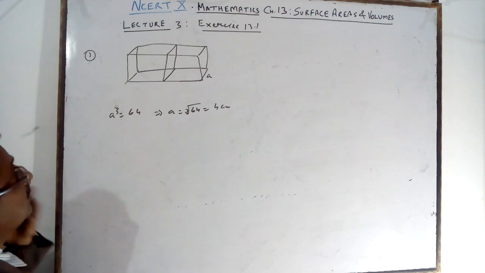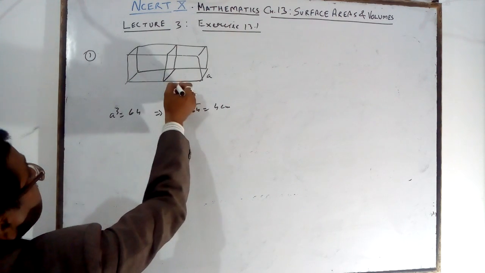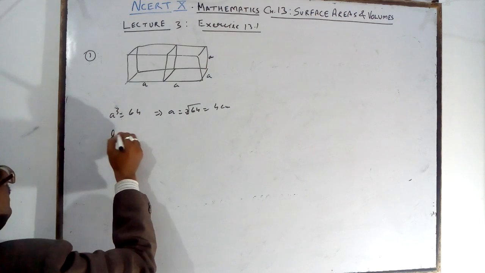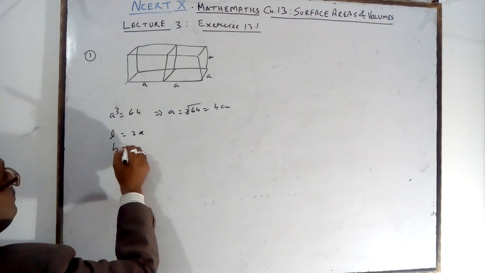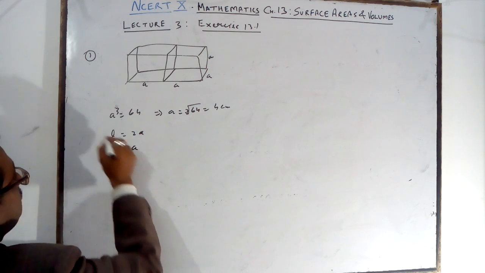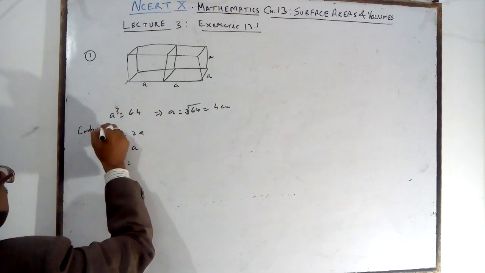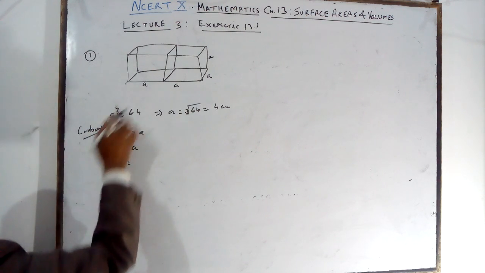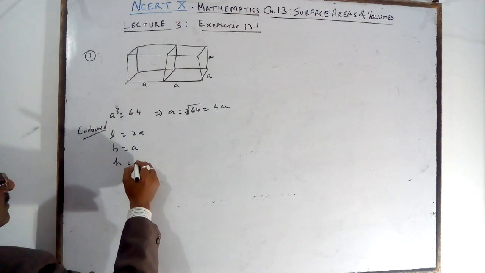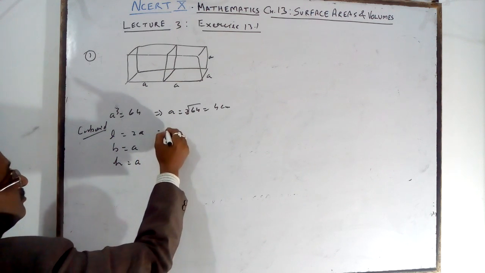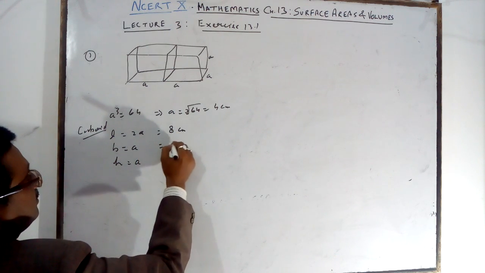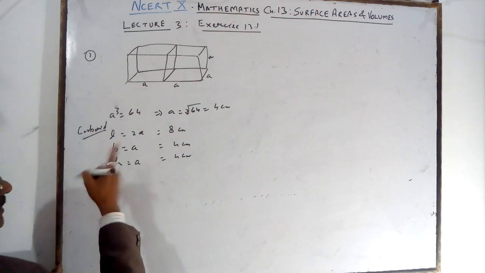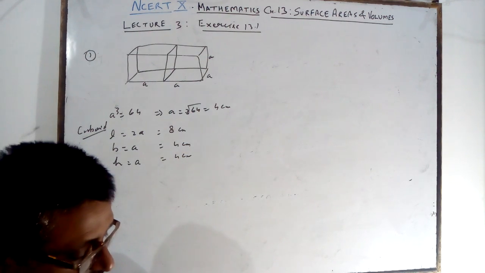4 centimeter. And it is joined end to end, meaning it will be a, a, a. You are getting length equal to 2a, breadth equal to a, height equal to a. The result of joining these is a cuboid. So it is 8 centimeter, 4 centimeter and 4 centimeter.